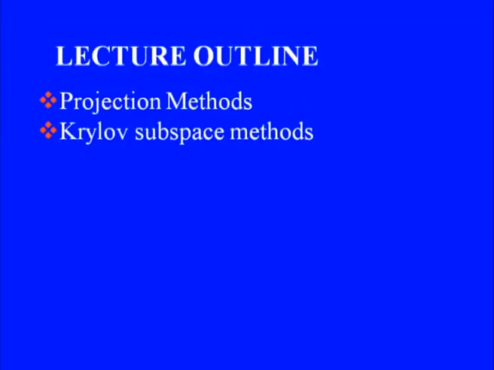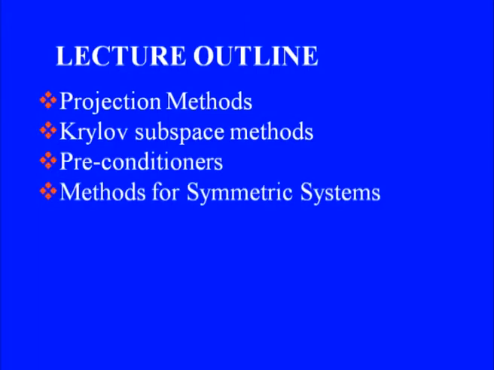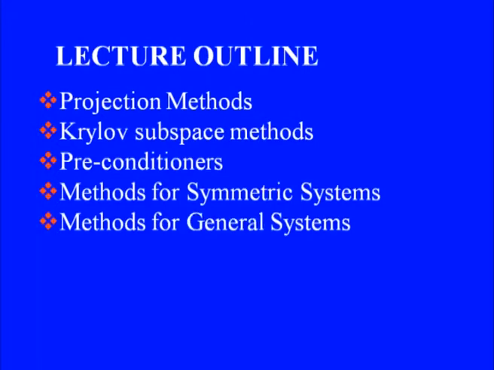So, the outline: we will look at the category of methods known as projection methods, and then a specific type of projection method which we call Krylov subspace methods. We will look at the preconditioners which are required in these methods, their basic characteristics, and then have a look at one method in detail for symmetric systems. Then we will enumerate the methods for general systems which are not symmetric, and in the end we will look at a very popular and very powerful class of methods called multigrid methods.